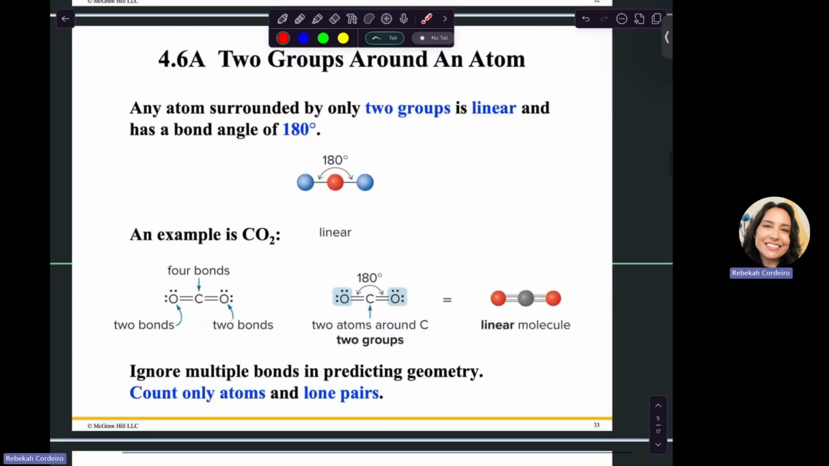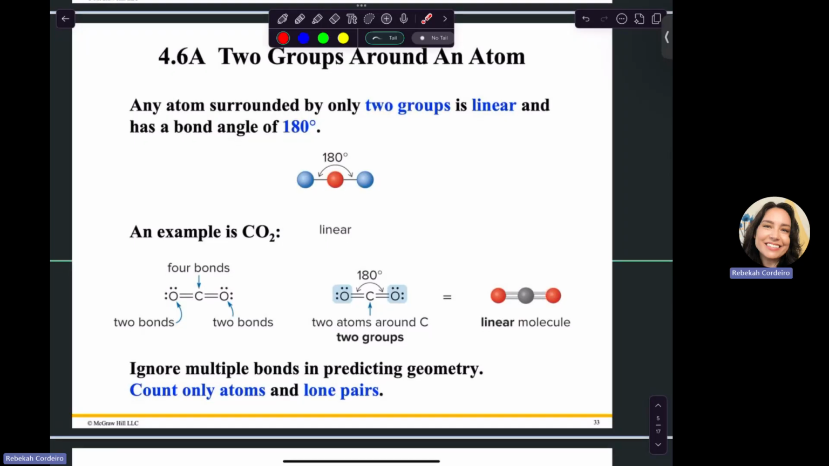So going into these a little bit more. This is linear. This is CO2's Lewis structure. So how do I determine how many groups are around the center? We're going to literally just look at the groups around the center. If you look at the CO2 Lewis structure, you have two areas of electrons around the center. There's one double bond on the left side and one double bond on the right side.